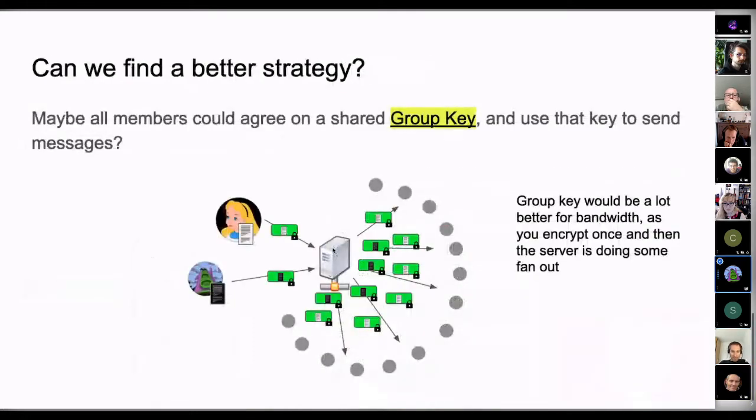So can we find a better strategy for groups? The first thing you could think of is creating a shared group key, the same way we do when we are one-to-one and agree on a shared key. Can we do that for the group? So every person in the group uses the same key to send messages. It would be a lot better with bandwidth, of course, because you just have to encrypt once and then the server fans out the same message to everyone.